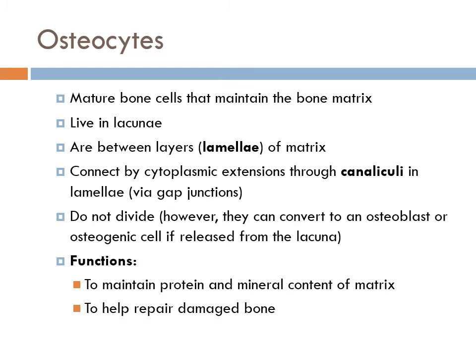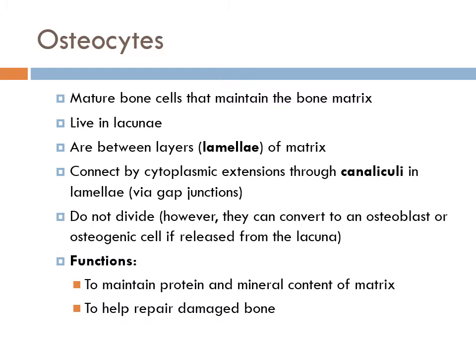They connect to one another by cytoplasmic extensions through those canaliculi, which are those little tunnels through which the cytoplasmic extensions travel, and they connect via gap junctions, which allows for the transfer of nutrients and ions and waste products from one osteocyte to the next.